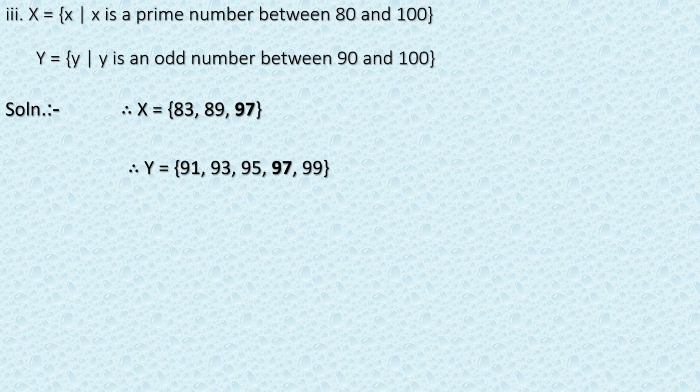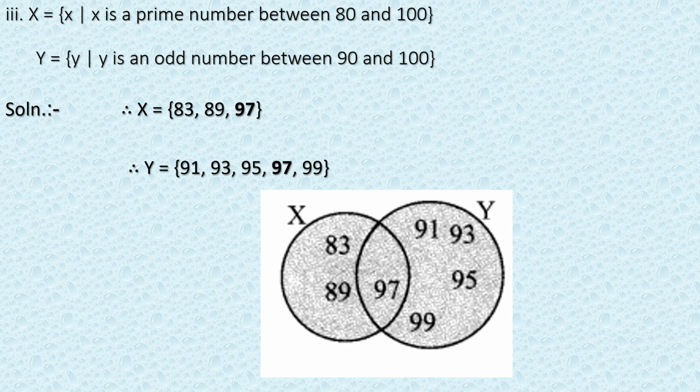Next is set Y. Y is an odd number between 90 and 100. So between 90 and 100, the first odd number is 91, then 93, 95, 97 and 99. What do you mean by an odd number? The number which is not divisible by 2 is called an odd number. So here between 90 and 100 these are the 5 odd numbers and we have to show them by Venn diagram. So see the union of set X and Y. Here 97 is a number which is common in both set X and set Y.